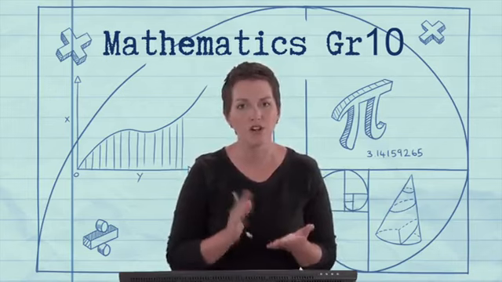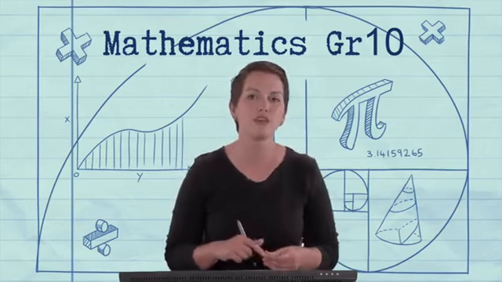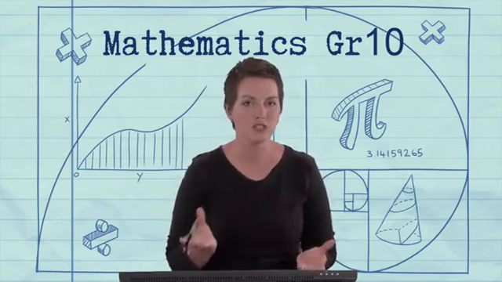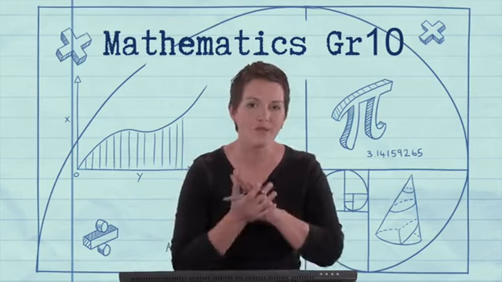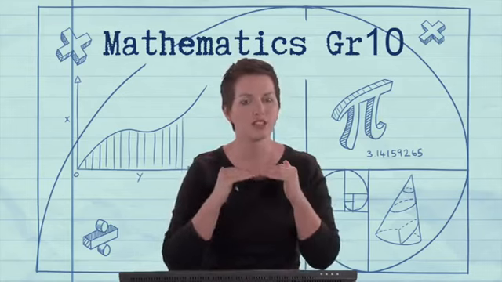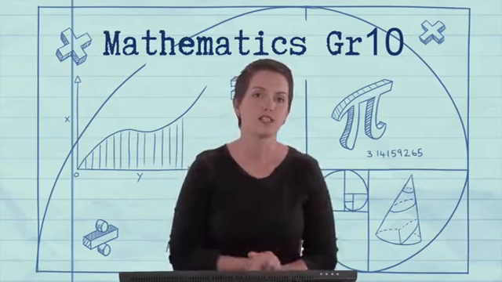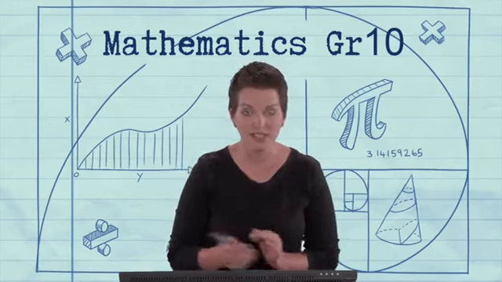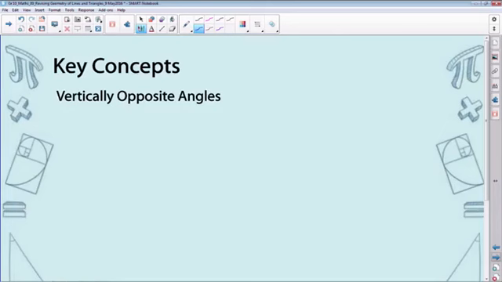So reasons are important. Okay, supplementary angles add up to 180 degrees. They don't necessarily need to be next to each other to add up to 180 degrees, but the most common case is when there are two angles that are next to each other on a straight line, and then we say they are supplementary adjacent angles. Okay, the next term we're going to go through is vertically opposite angles.